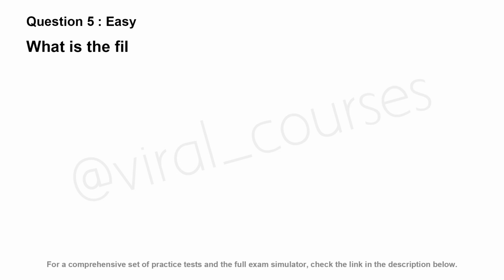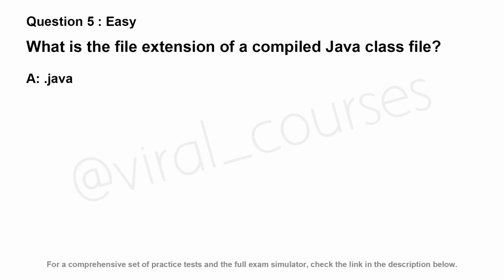What is the file extension of a compiled Java class file? Option A, .java. Option B, .exe. Option C, .class. Option D, .jar.